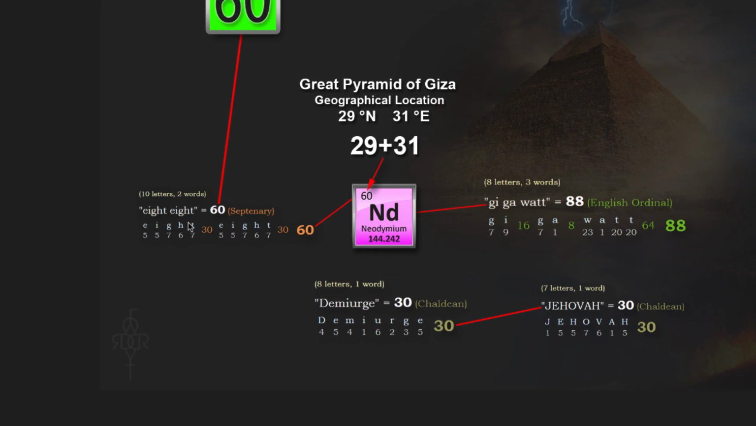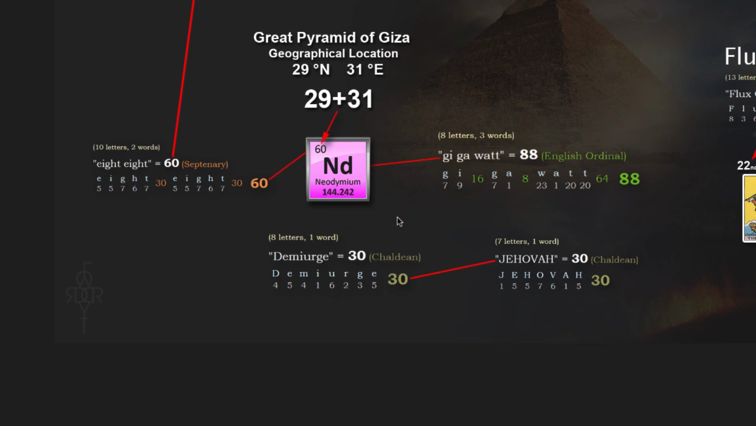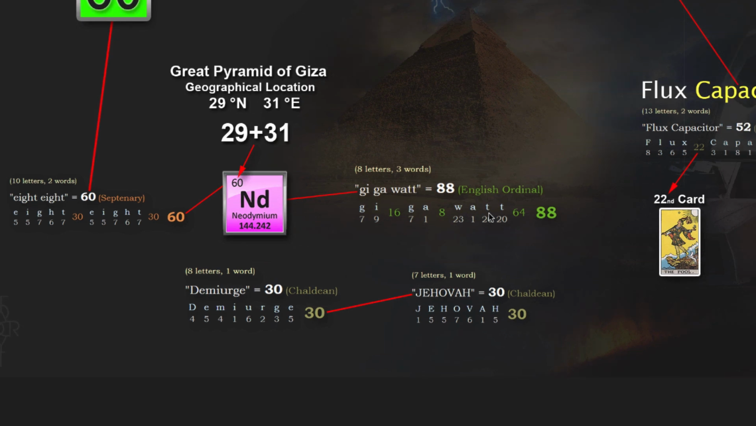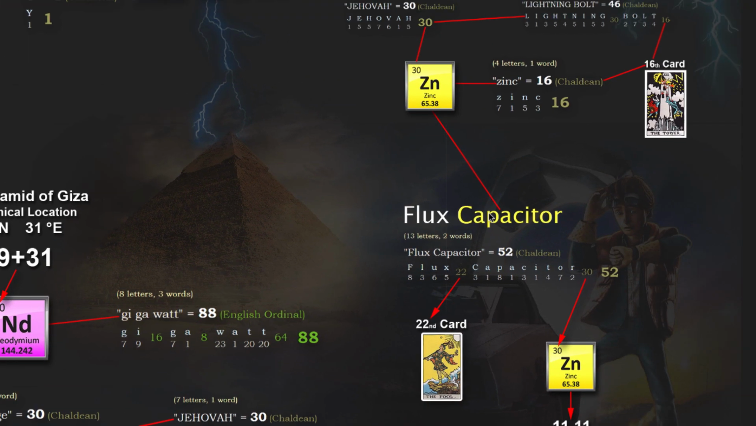Again, 8 is a 30, a double 30, 60 neodymium, 30, Jehovah 30. Really, really fascinating. The word demiurge equals the number 30. The Gnostics talk about the demiurge, keeping us trapped in this reality. Is Jehovah the demiurge? It's quite possible. It's quite possible that Jehovah is Saturn. And Saturn keeps us in this loop. Saturn, number 21, number 26, the 8, the 3. It's all connected.